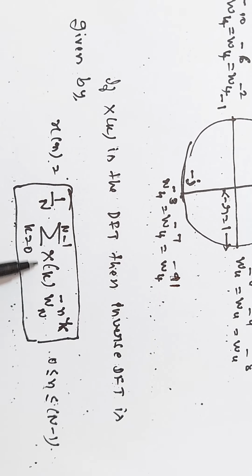If X of k is the DFT of the function x of n, then x of n is the IDFT of X of k. By definition, the mathematical expression is given by this formula: x of n is equal to 1 by N, where N is the DFT point, into the sum over k equals 0 to N minus 1.